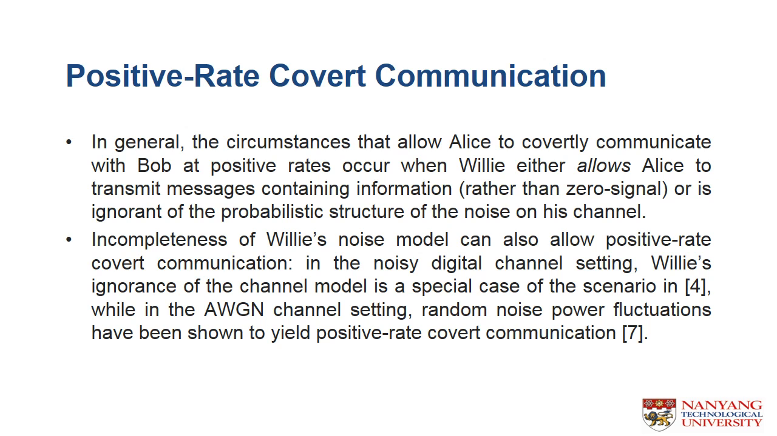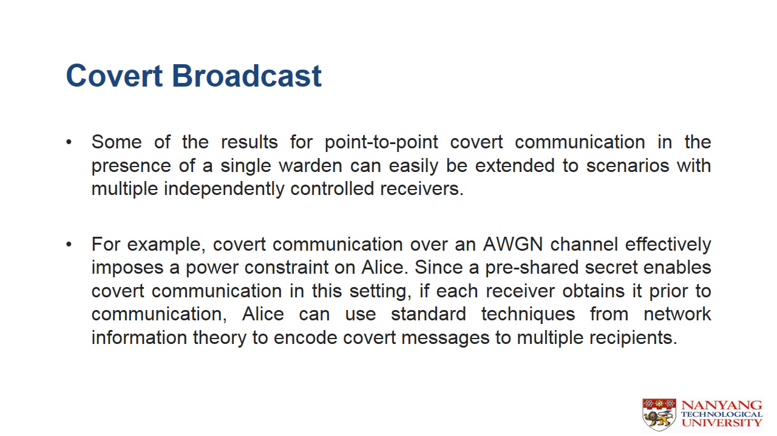Positive rate covert communication. This occurs when Willie either allows Alice to transmit messages containing information or is ignorant of the probabilistic structure of the noise on his channel. Incompleteness of Willie's noise model can also allow positive rate covert communication.